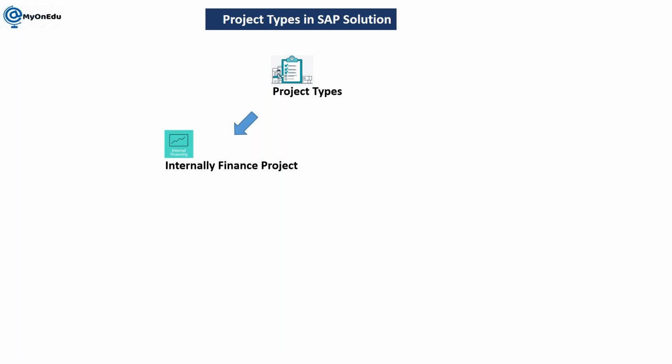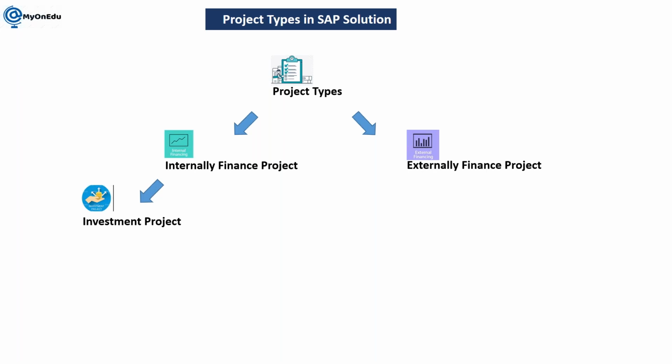Or let's say you are the company and you are looking to construct your head office, and for that you need to finance it. So an internally financed project means your project has to be financed internally by the organization. Another type is the externally financed project, where the customer is there and on demand of your customer you are executing this project. For example, you are the contractor and your customer is looking to construct his office. For the customer it's an internal project, but for you it's an external project because it is financed by the customer.